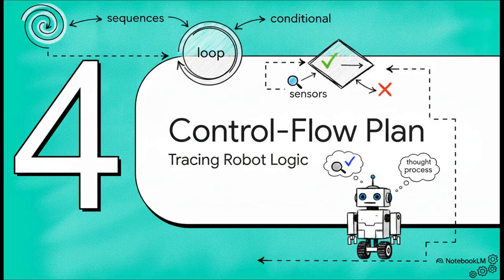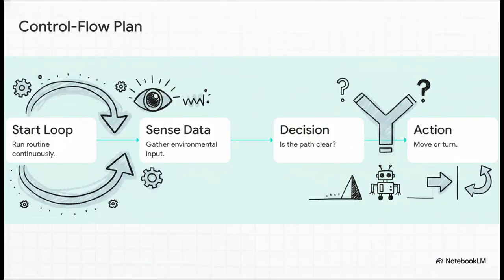Section 4. Tracing a control flow plan. Let's see how this builds. Now that we've got our core components, sequences, loops, conditionals, and sensors, it's time to put them all together. We're going to trace a control flow plan, which is an absolutely vital skill for predicting robot behavior.